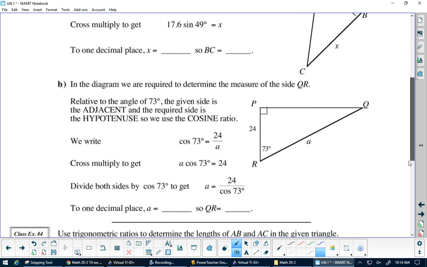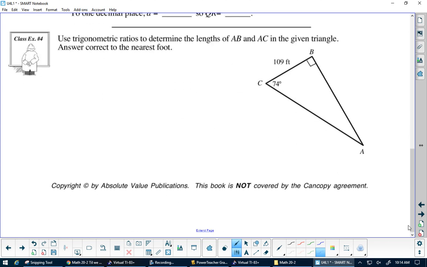Now calculating sides, let's just go and do one. So here we have a triangle, right? The triangle, let's label it. Okay, so here's my angle. So that is my opposite. This is my adjacent, and this is my hypotenuse. Now it wants the lengths of AB and AC. So let's first do AB.